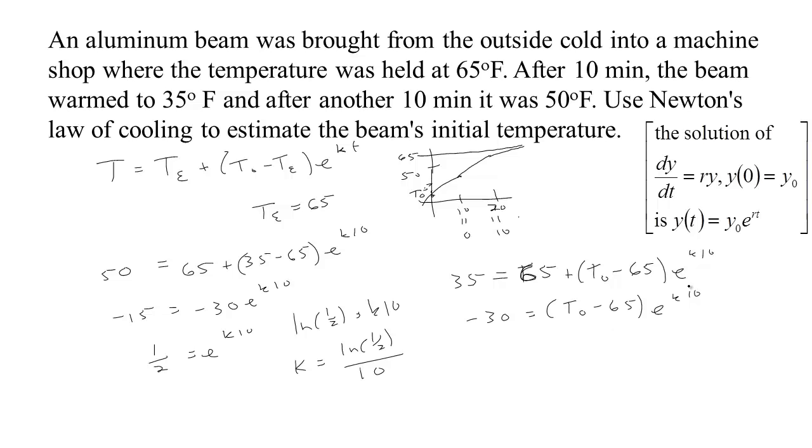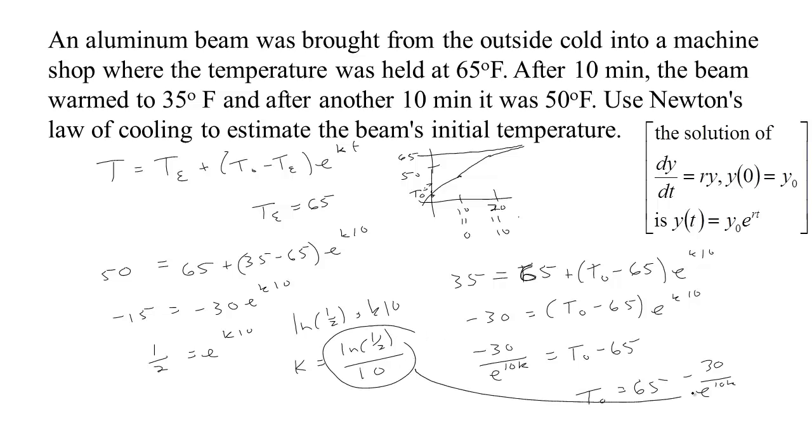The next thing I'm going to do is divide by e to the k times 10. So I'll have negative 30 divided by e to the 10k is equal to T naught minus 65. If I add 65 here, I'll have T naught is 65 minus 30 over e to the 10 times k. Now I know what k is. K is the natural log of 1/2, so I could plug that in there. So I have that the initial temperature was 65 minus 30 over e to the 10k.